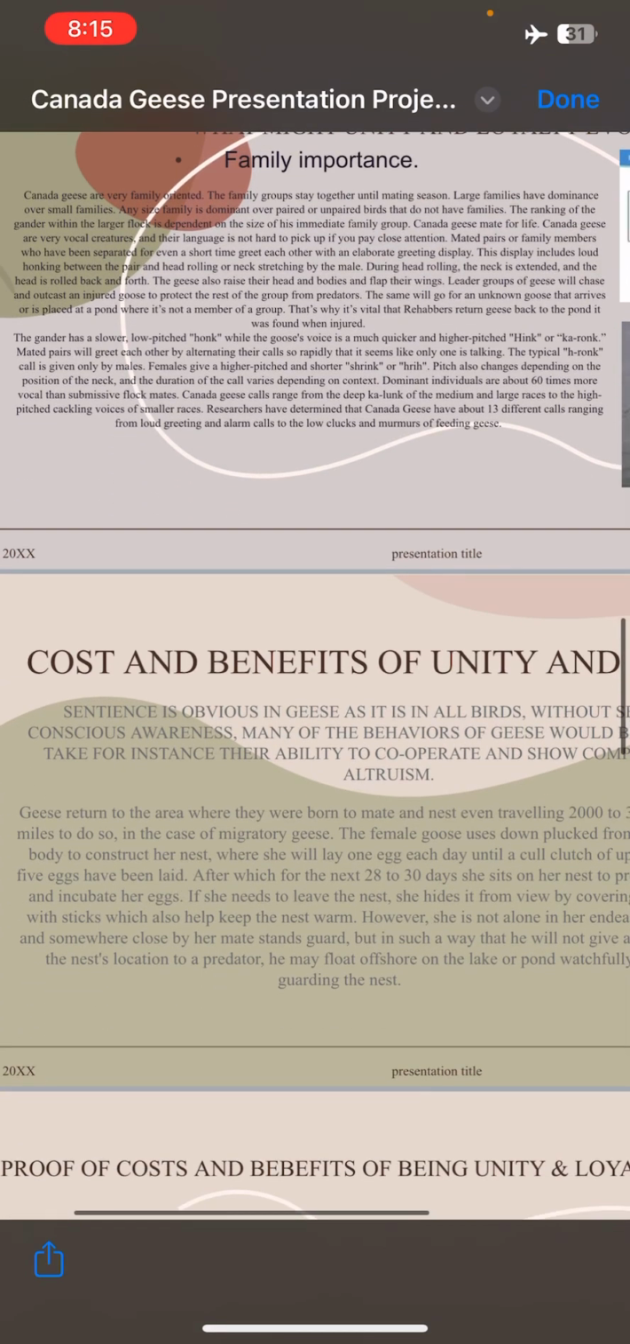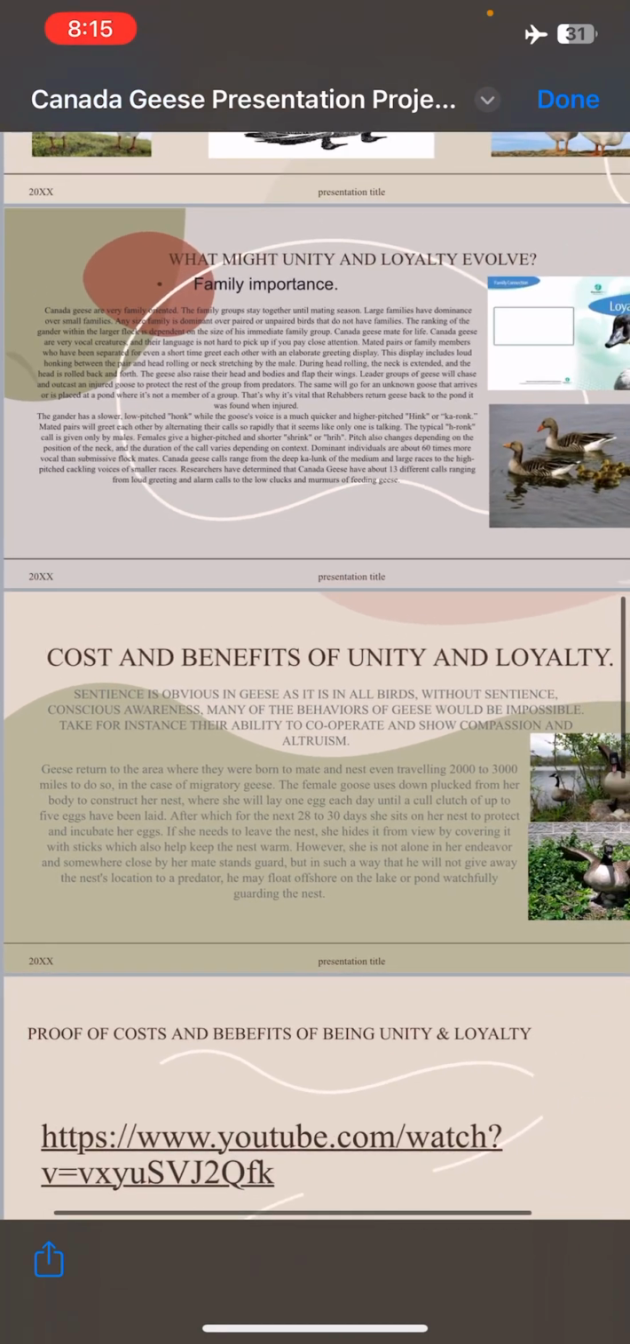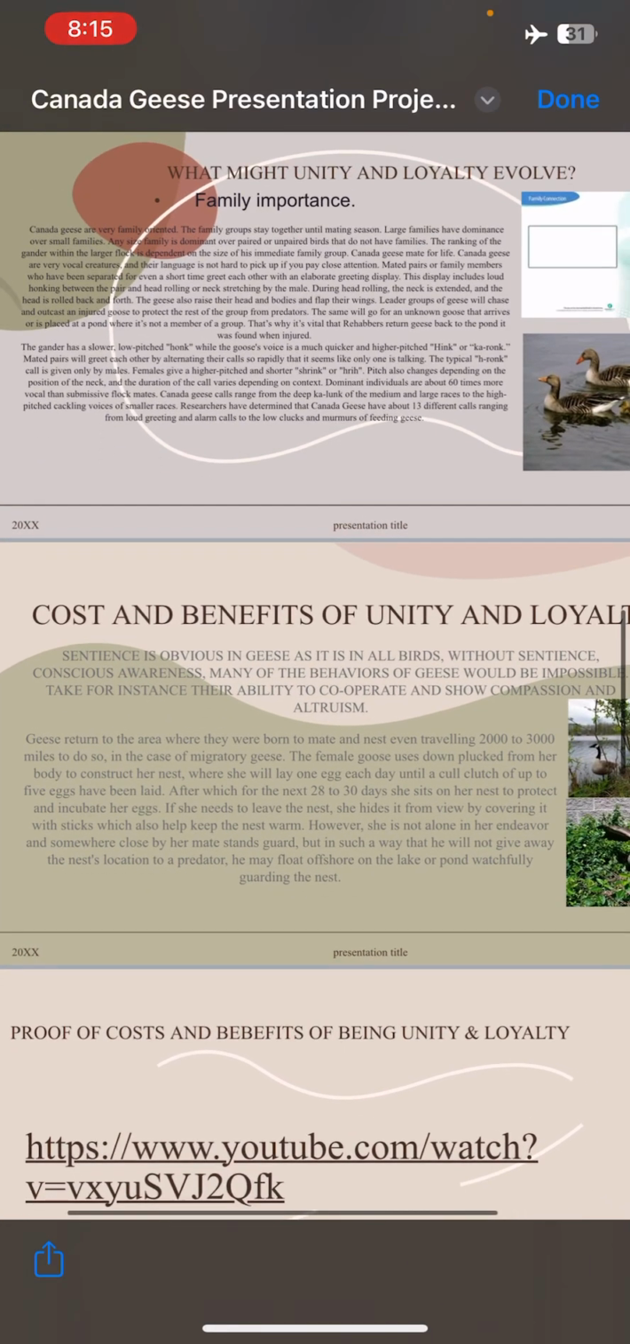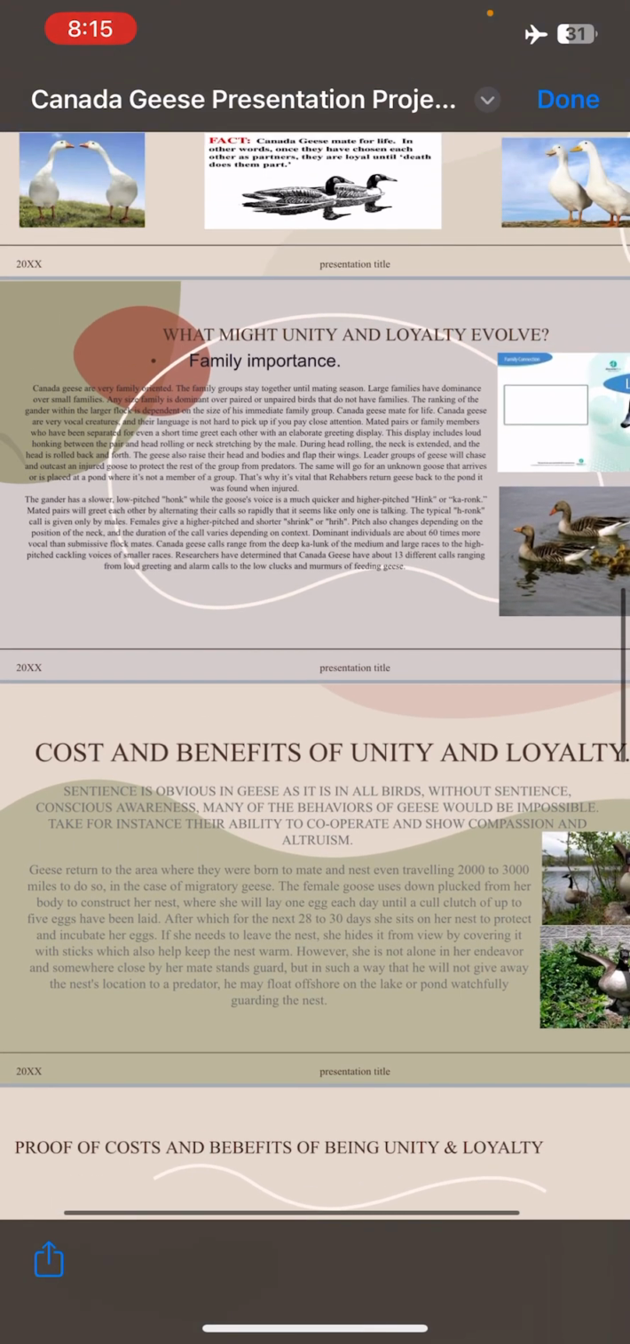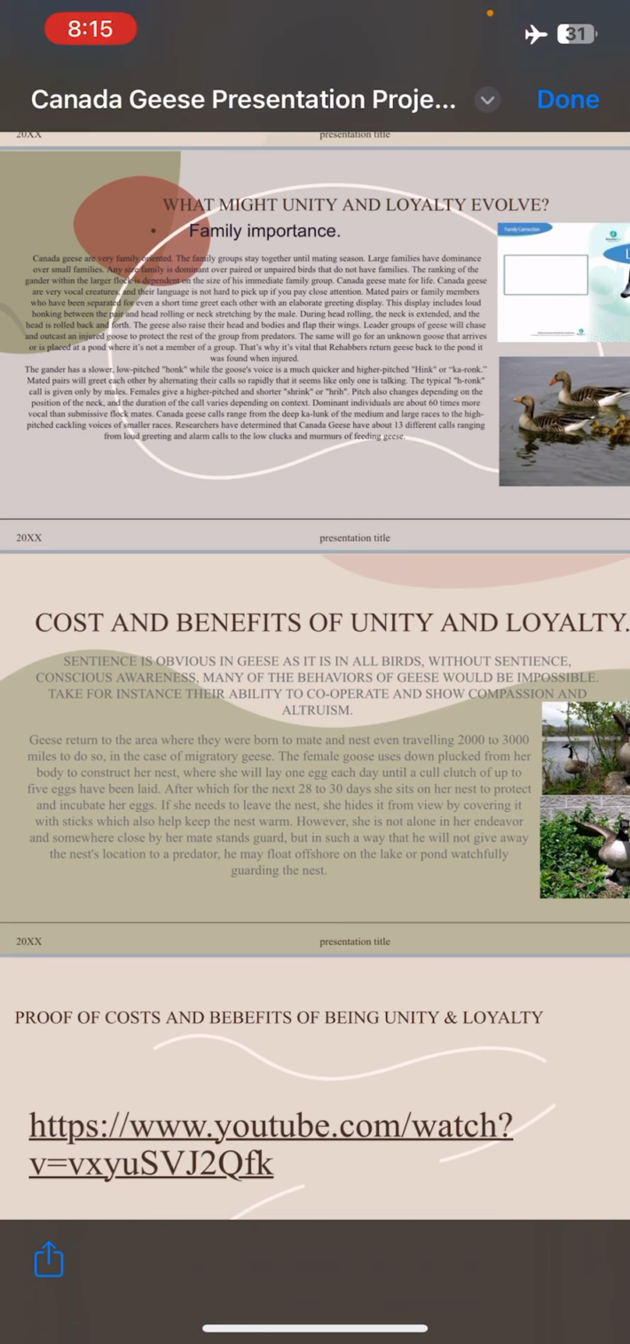And then this section is about cause and benefit, or what the benefit of unity and loyalty is. So geese return to the area where they were born to mate and nest, even traveling 2,000 to 3,000 miles, coming back from wherever they arrive from. They always go back to their own origin to migrate. That's another important point that shows their loyalty.